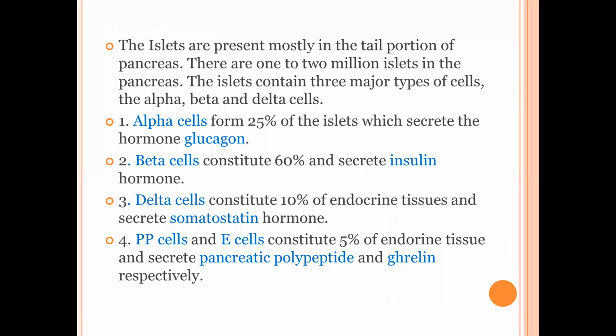So here we can see alpha cells. 25% of these cells are alpha cells, and they produce the hormone called glucagon, as I told. And there are almost 1 to 2 million islets in the pancreas. And beta cells constitute 60%. That means the most number of cells in the pancreas are beta cells, which produce the hormone called insulin.